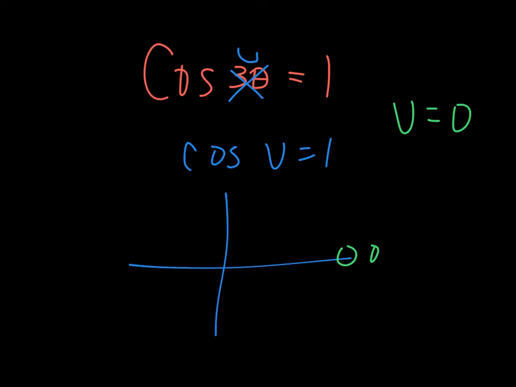But if you ever have a u in your answer, you are wrong. You can't leave it with a u because that was a substitution. U gets replaced now with 3 theta. And then it's very tempting right here to just go, well, when I divide by 3, 0 divided by 3 is 0, and the answer is 0. No. Why can't the answer be 0?